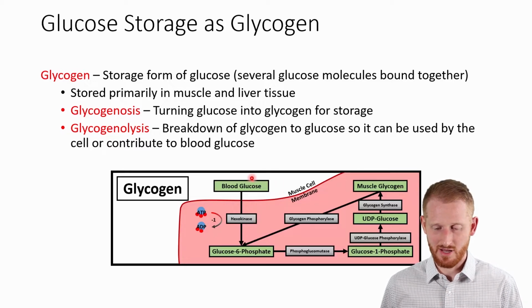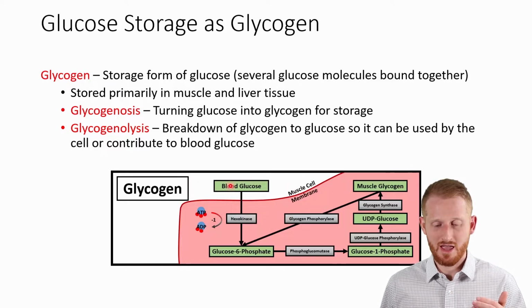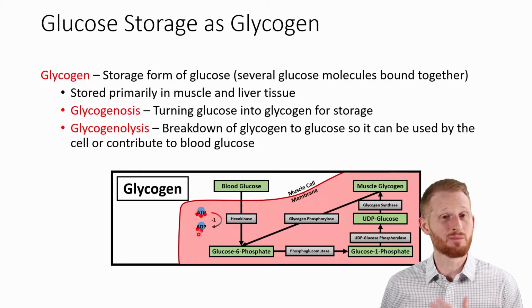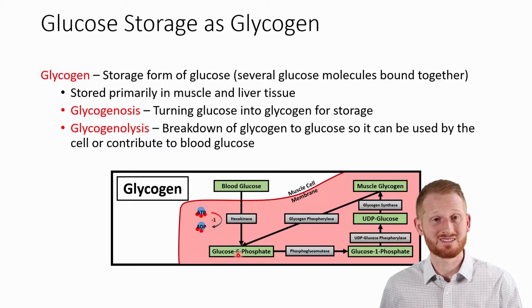So in this diagram, we have blood glucose coming past the cell, and this is depicting a skeletal muscle cell here. And the blood glucose can come into the cell. Once it's in the cell, using the enzyme hexokinase and using up an ATP molecule, we convert it to glucose 6-phosphate. Once it is turned into glucose 6-phosphate, the skeletal muscle does not have the ability to eject or remove that glucose from the cell.